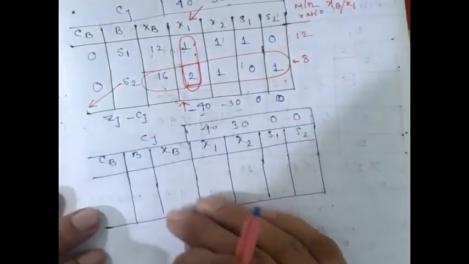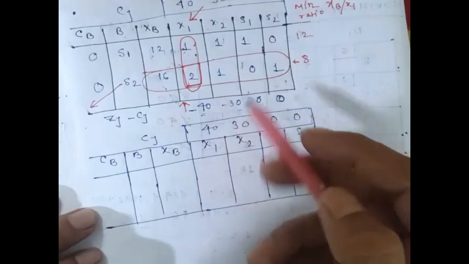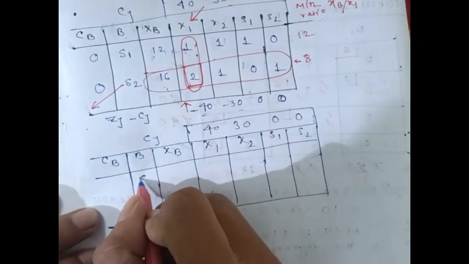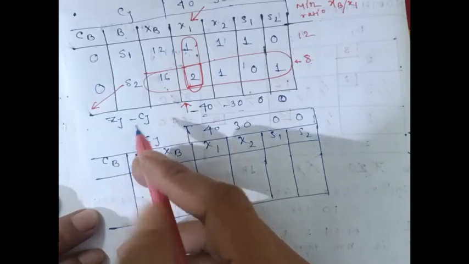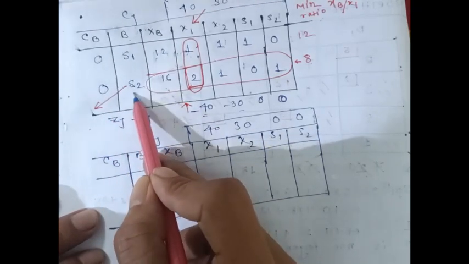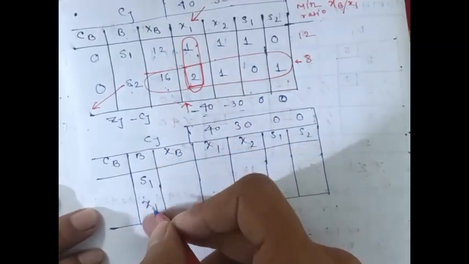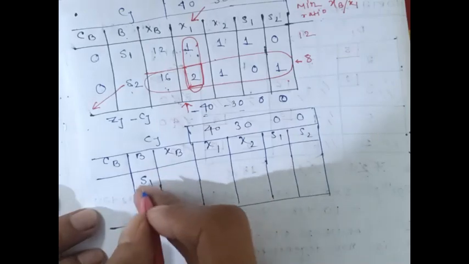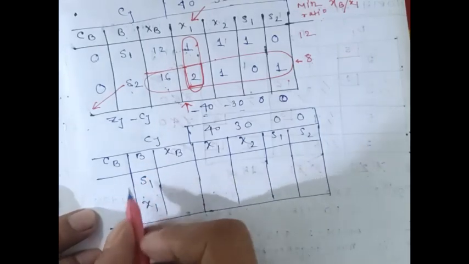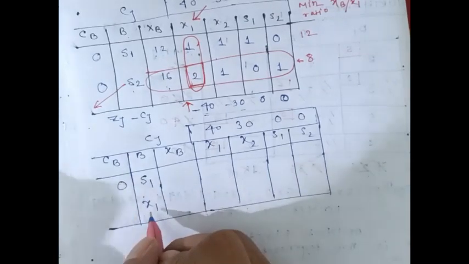Now I will draw the next table. With the help of the previous table we will put the values. The basic variables are s1, and since s2 is the outgoing vector, in place of s2 we will write x1. According to these basic variables we will write the values also. The cost of s1 is 0 and the cost of x1 is 40.